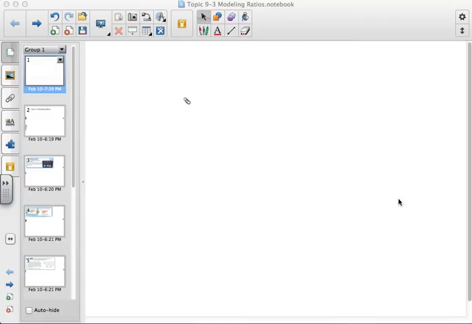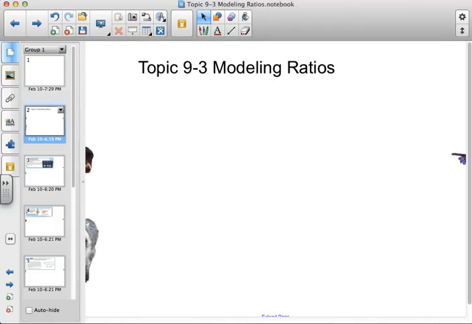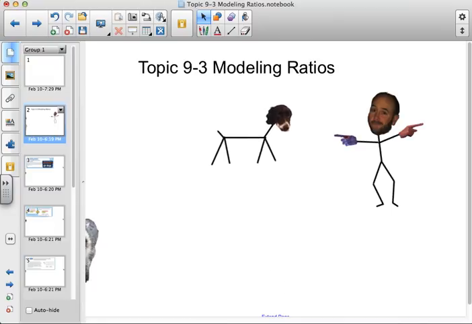Okay, today what we are going to do, kids, we are going to begin talking about modeling ratios. It is going to be really fun. And today we're going to get a little help from a friend of ours, my friend and dog Patterson.